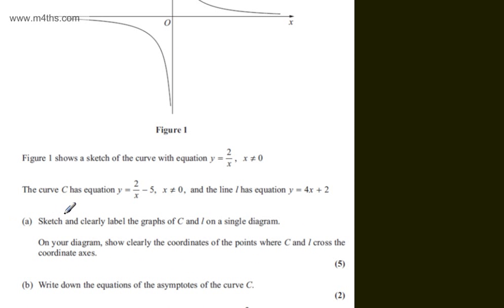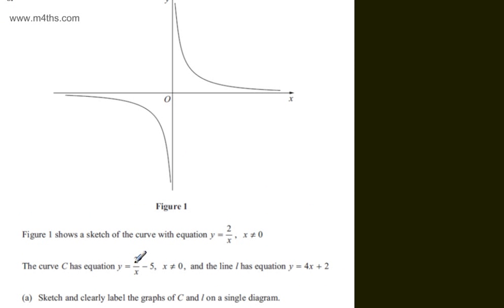In part A, we're asked to sketch and clearly label the graphs of C and L on a single diagram. On your diagram, show clearly the coordinates of the points where C and L cross the coordinate axis. The question carries 5 marks.